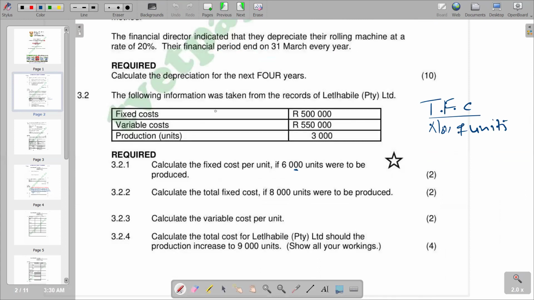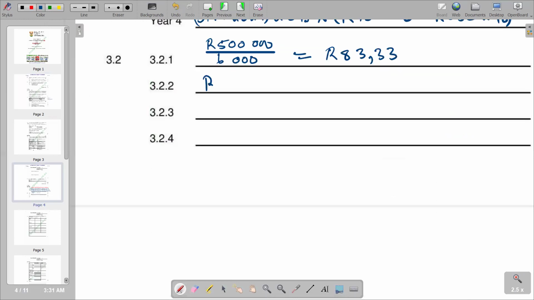So we are given that fixed cost for 3,000 units is 500,000 rands. So for 8,000 units again, it's the same 500,000 rands. Remember, fixed costs do not change with the level of output. So we have the same fixed costs for every level of output. So we are going to take our answer as this 500,000 as the fixed cost. So 3.2.2, we say 500,000.